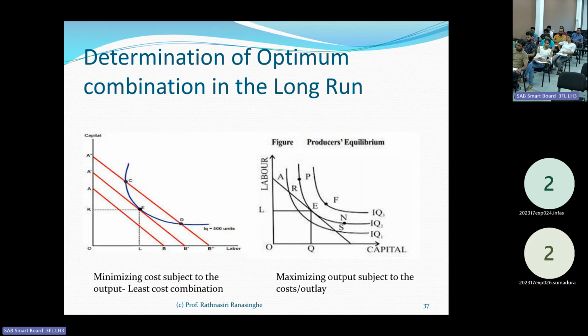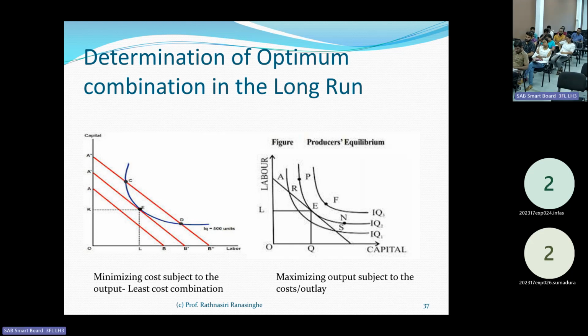So therefore the points C and D are not reachable at the given level of output. So we produce at the point E. That is the cost minimizing output level. Even though these are intersection points, those are not feasible. Here also, this point F is not feasible. If we take R and S, those two points are also not feasible.